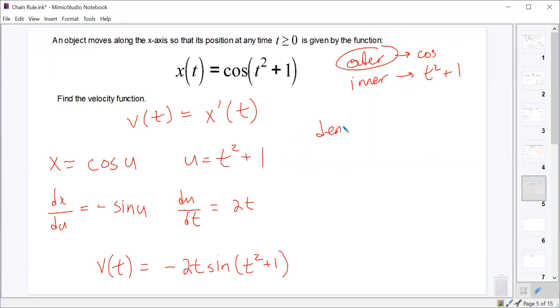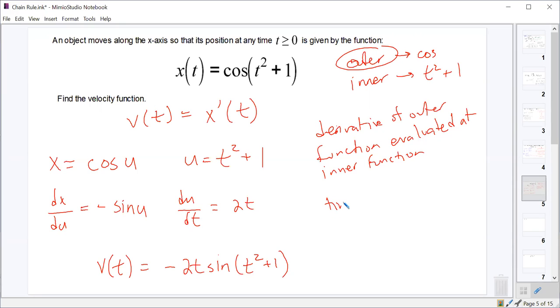So sometimes we refer to this as the derivative. I'll write it all the way out. We say the derivative of the outer function evaluated at the inner function, and then times the derivative of the inner function.